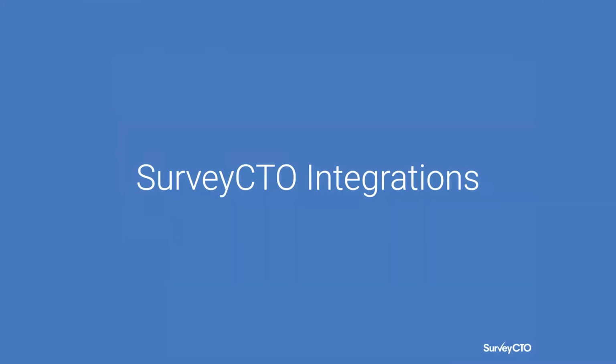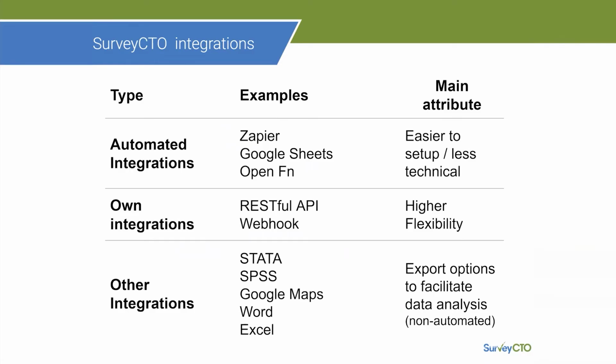And so this moves us into the second part, the integrations that are available in SurveyCTO. We broadly categorize these integrations into 3. We have automated integrations. These are integrations that are quite easy to set up and they are less technical. By clicking a couple of buttons, you'll be able to connect SurveyCTO with other systems.